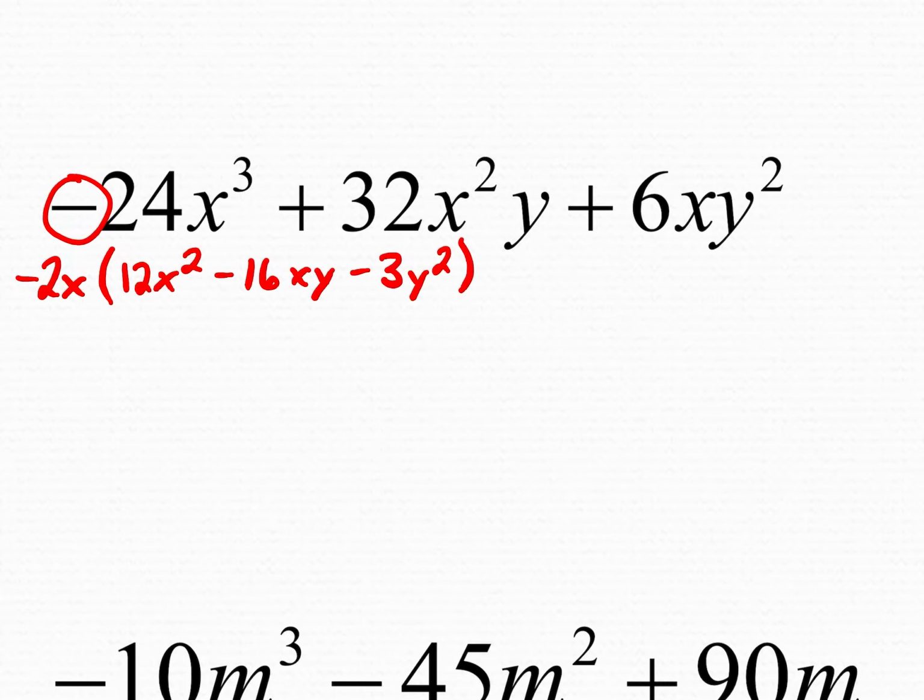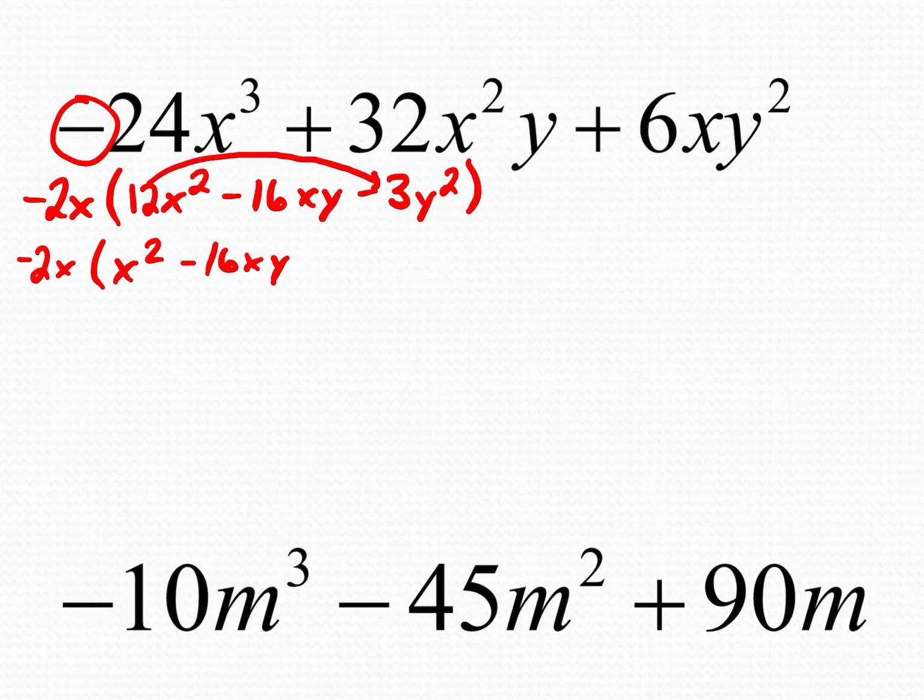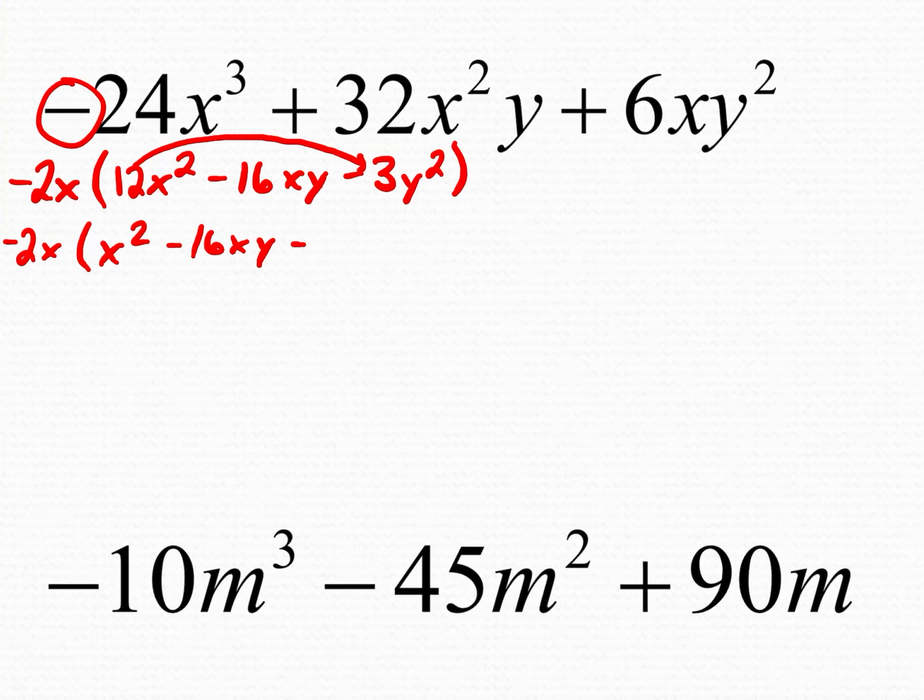Now, again, we've got our common factor. We're just going to keep bringing it down. It's part of the answer. And then we're going to do bottoms up. So we're going to multiply the 12 times the 3. It's going to leave us with x squared minus 16xy minus 36y squared.